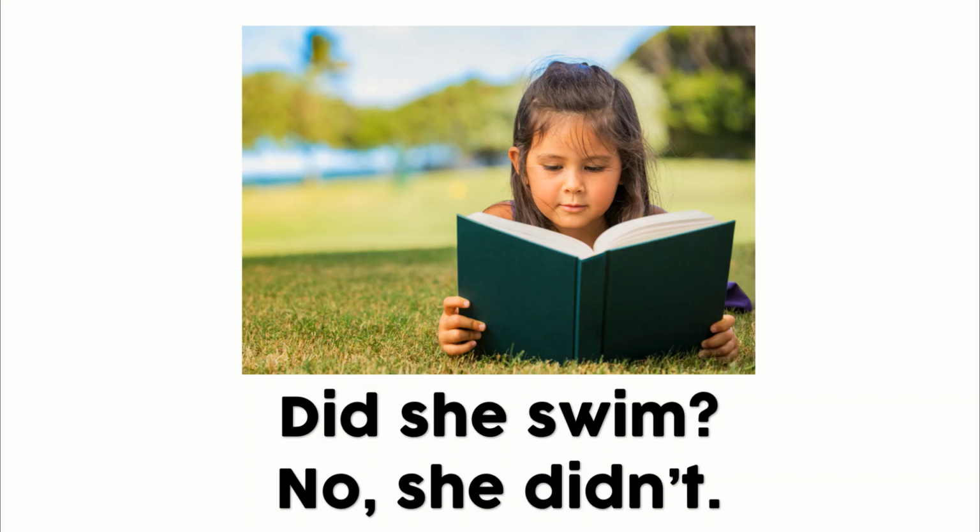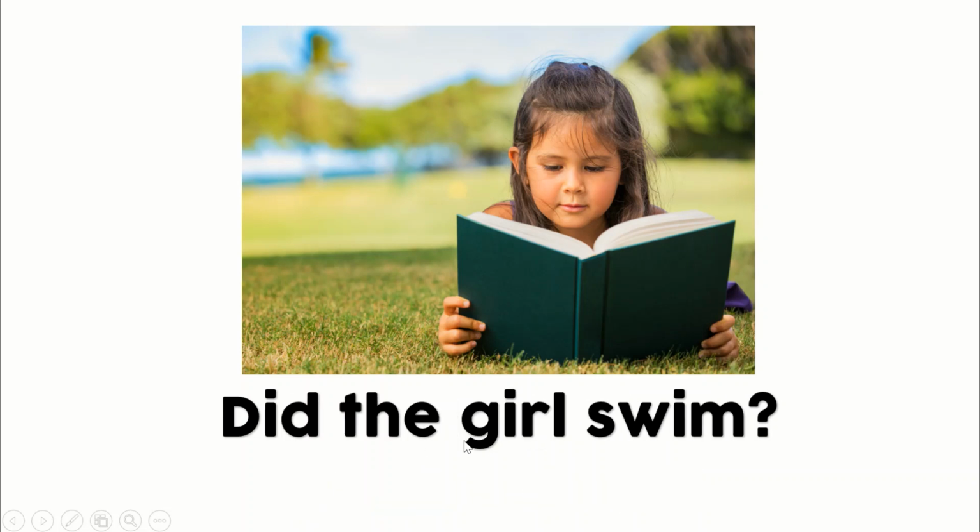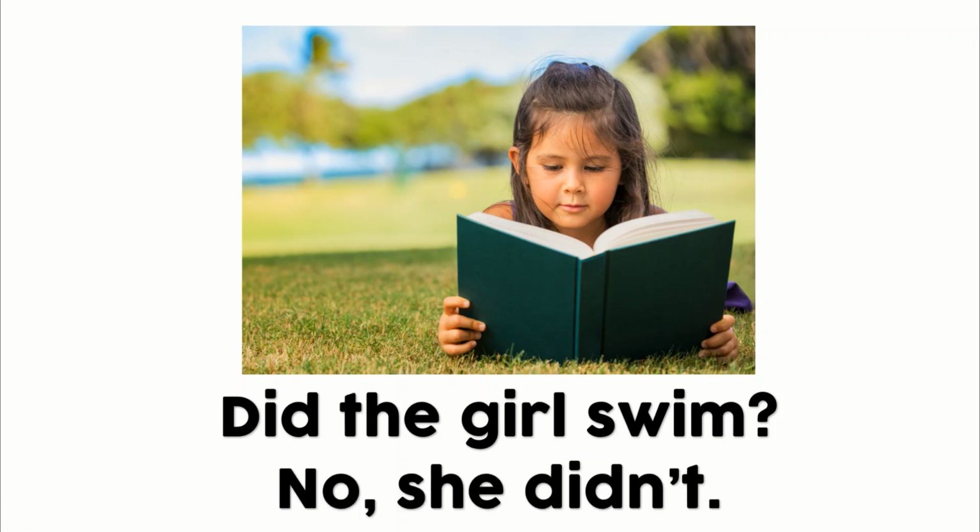Okay, now I am going to show you how we can change the pronoun she to something else that is also suitable for the picture here. So instead of using she, we can also use the girl. Did the girl swim? And look how we answer. No, she didn't. So the way we answer is still the same. We change the girl to the simple pronoun she. So did the girl swim? No, she didn't.